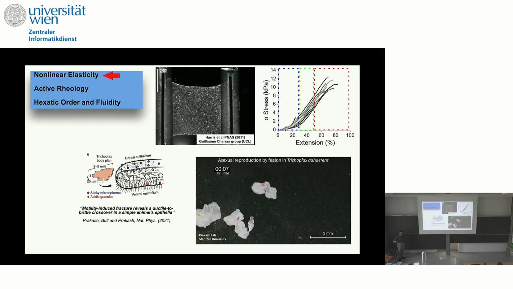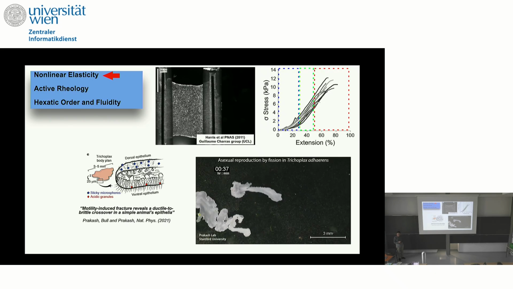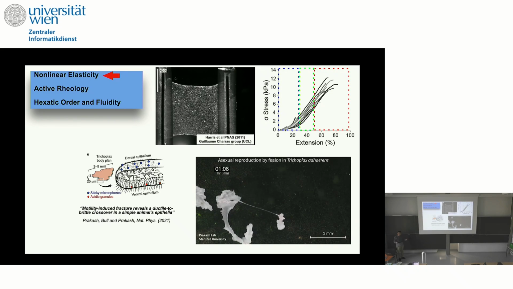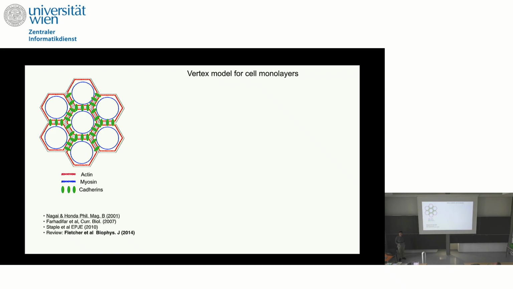Another, more extreme example of shear response, which perhaps you have seen from the group of Manu Prakash, is an animal that's only made of epithelium. It is able to deform itself due to internally generated motile forces, and those forces are so large that it can actually break the organism into different parts, almost a mode of asexual reproduction. Then I'll talk a little bit about rheology. And finally, if there's time, how hexatic order can matter in going between these fluid to solid transitions.